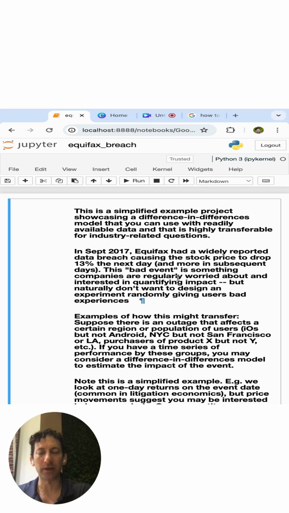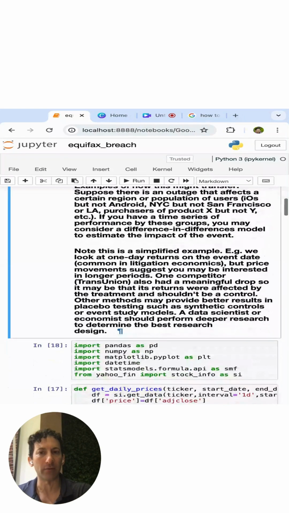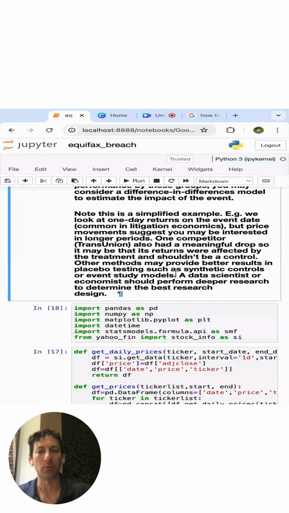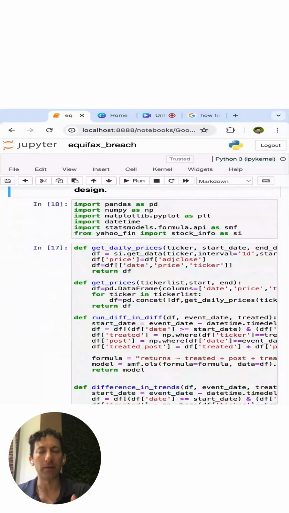So the example is back in 2017, Equifax had a widely reported data breach that caused the stock to drop. Something like this happens all the time in tech companies where there is some bad event and they want to know what the impact is. Here you can look at the impact for Equifax using stock market returns. But when we do this for your company, instead of stock market returns, it may be, say, conversion rates or time spent on site or anything like that.